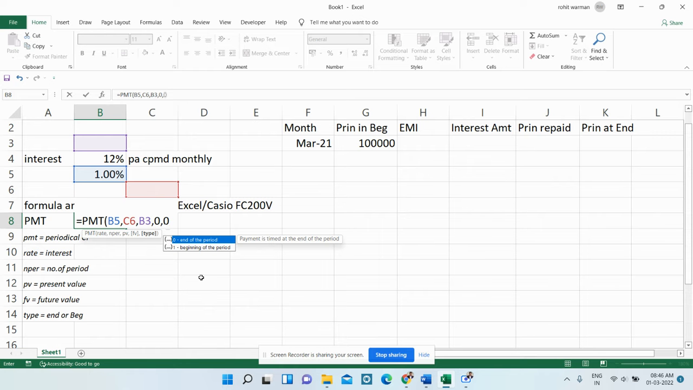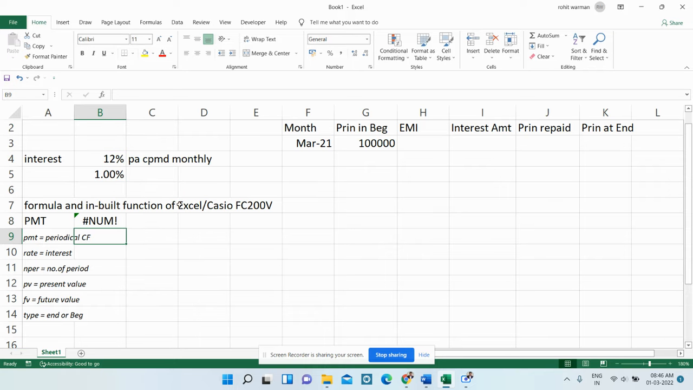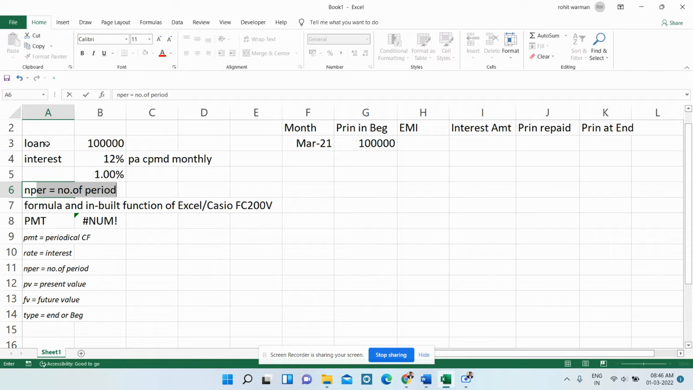Now, if you are using a calculator, you have to make sure that it is end. In the Casio or in the Texas Instruments, it has to be end. So you have to set it. The mode has to be end. And I'll enter. So let me first write the loan amount. It is 1 lakh, and here the number of periods is 2, or since it is monthly, 2 multiplied by 12 months.